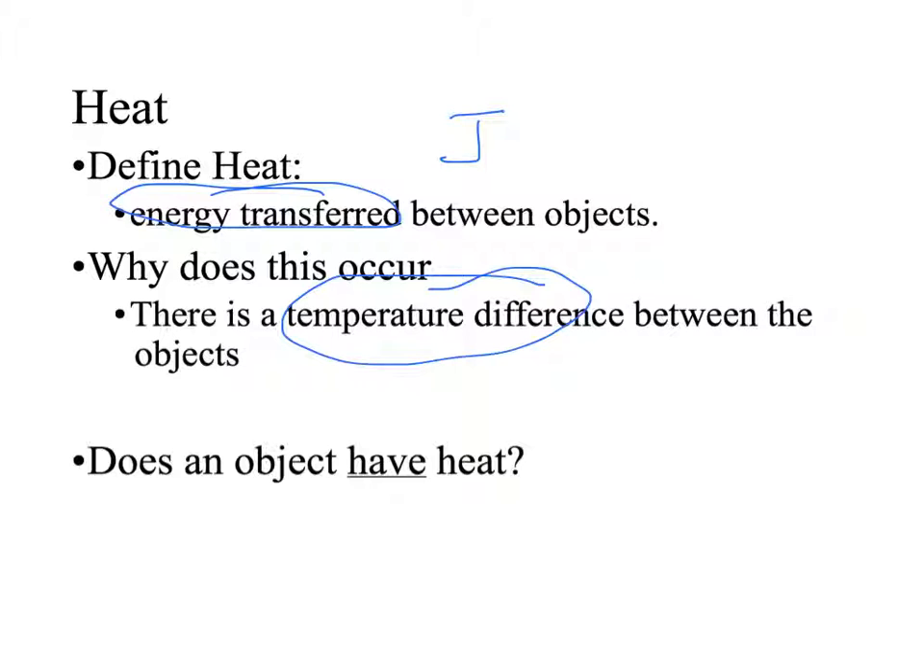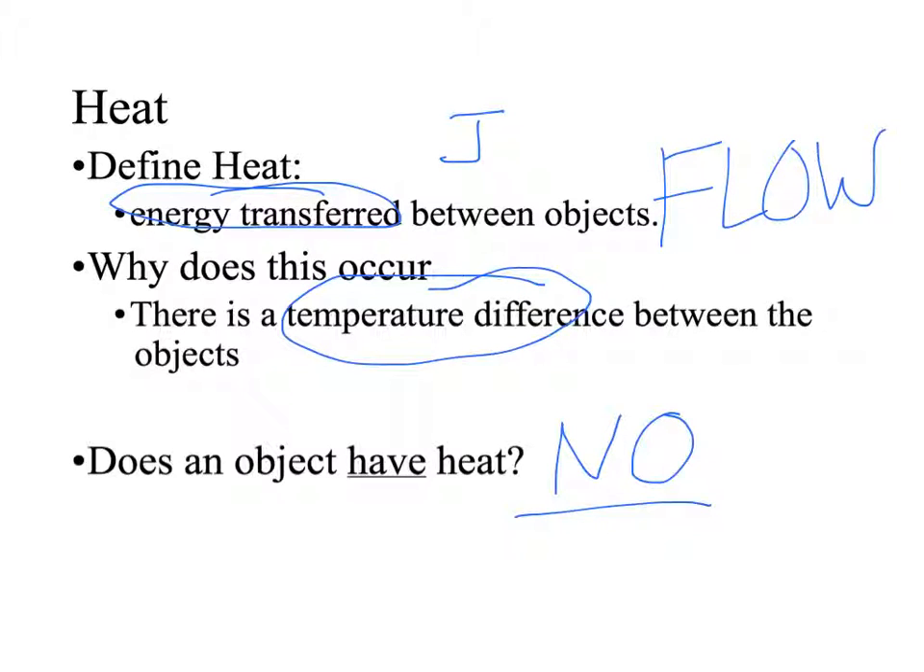side to another. An object does not have heat. It can have internal energy, but there's no such thing as something having heat. Heat is the flow of energy. It is energy in motion.